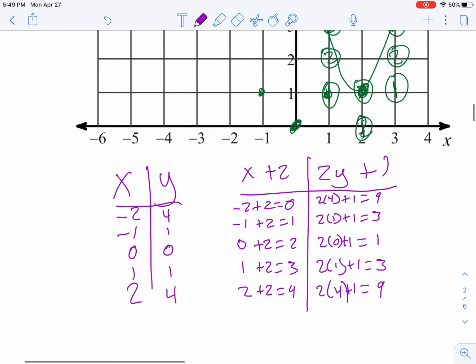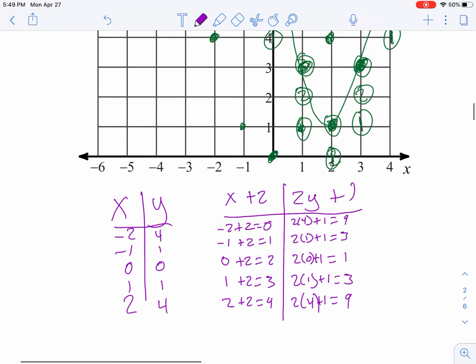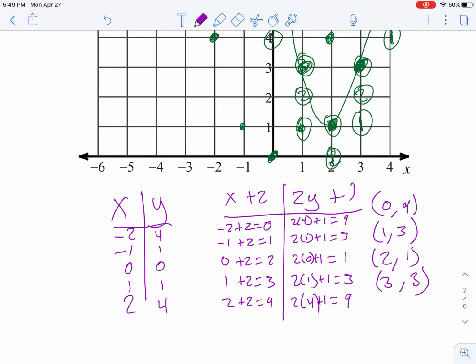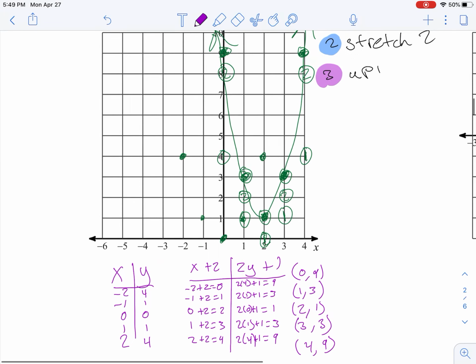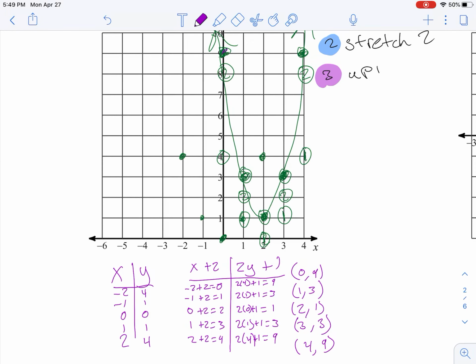And then we just plot those points. So (0, 9), (1, 3), (2, 1), (3, 3), (4, 9). And if I did these right, they should be exactly the same. They should go on top of the green points. So (0, 9) is, yep, purple.